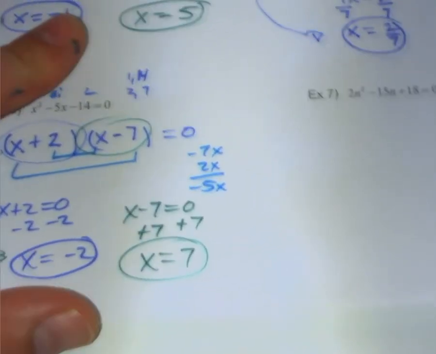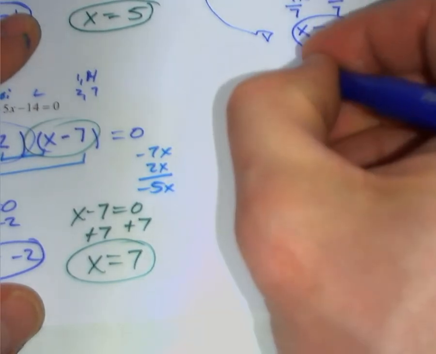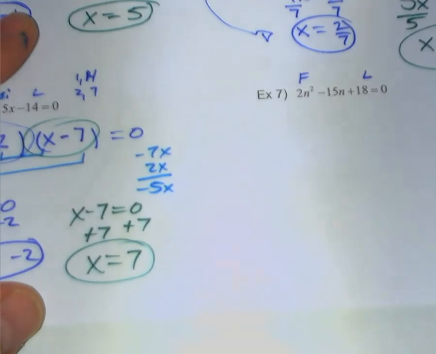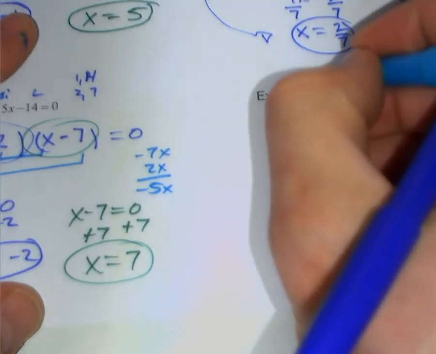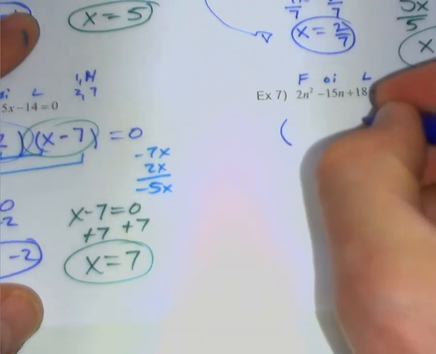All right, let's take a look at number 7. Number 7, I have 2n squared minus 15n plus 18 equals 0. So I got my stuff equal to 0, and I look to factor my outsides to see if it adds up to my insides. To factor the F and the L to add up to my OI. All right, well, factors of 2n squared is pretty easy, right? What's factors of 2n squared?